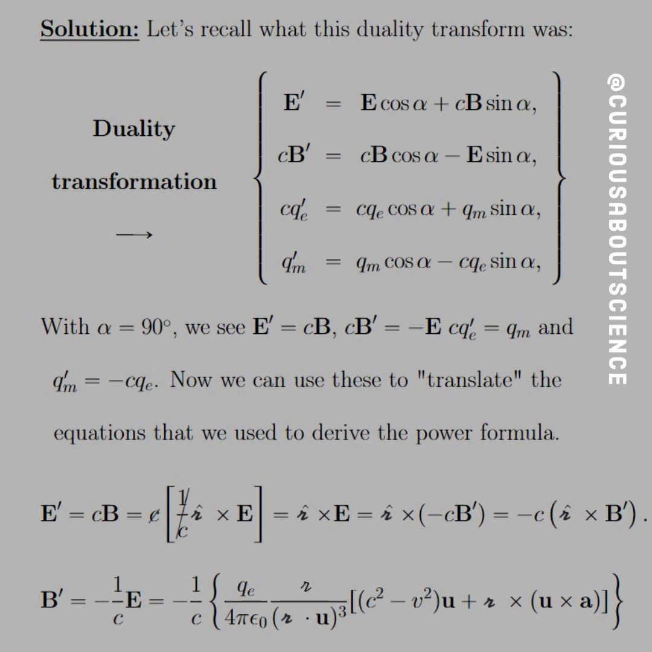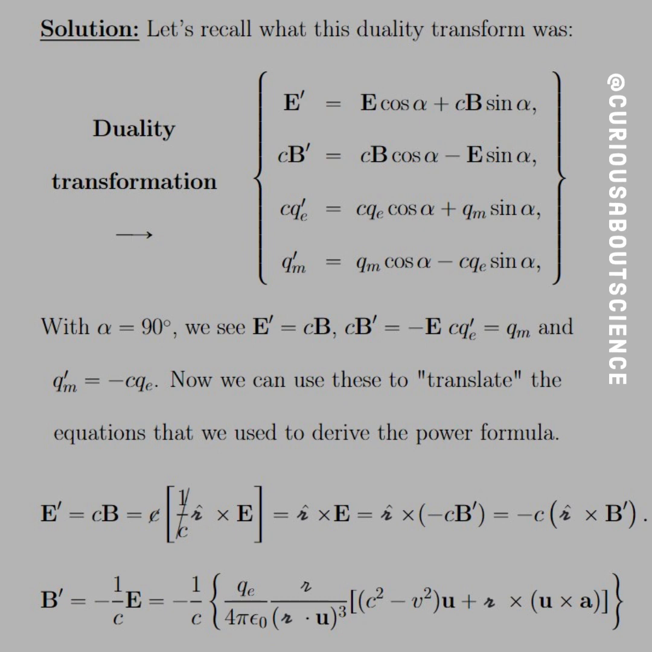Okay, well, let's recall what the duality transform was. E prime, CB prime, QE prime, and QM prime. Similar to what we had to do with the chapter 10 problem, we have to set alpha equal to 90 degrees. That's what we're shifting to. And if that's the case, we see that E prime is equal to CB, and CB prime is equal to negative E. CQE prime is equal to QM, and QM is equal to negative CQE.